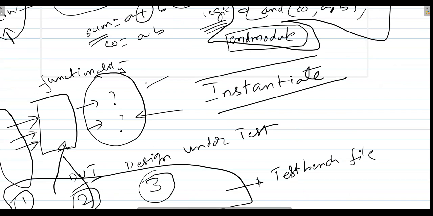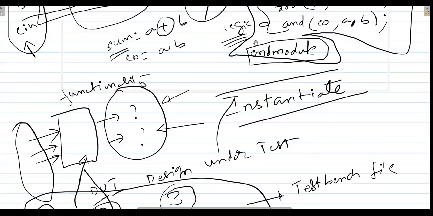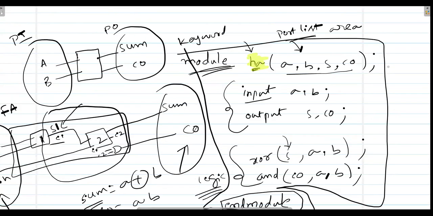For observing this output, we have some approaches; some ways are there to generate the input. Those ways are done here in the test bench. So this is a test bench file. We call it a test bench. This is also a Verilog file only. Since it is a Verilog file, we start with a module again. And it will have a module name, the way the design file has. This file is called the design file. From now on, it is called the design file.